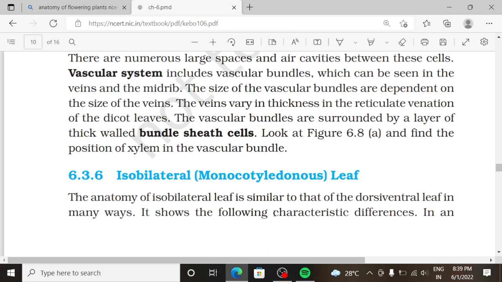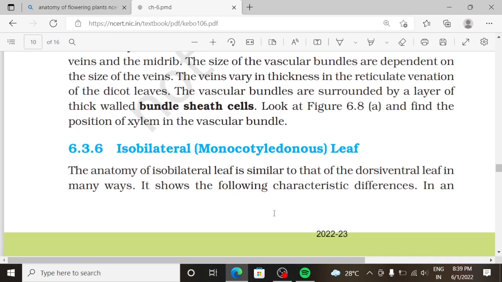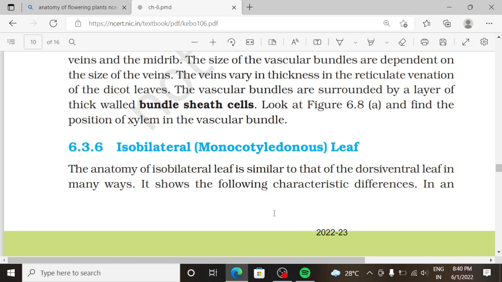Vascular system includes vascular bundles which can be seen in the veins and the midrib. The size of the vascular bundles are dependent on the size of the veins. The veins vary in thickness in the reticulate venation of the dicot leaves. The vascular bundles are surrounded by a layer of thick-walled bundle sheath cells. Look at the figure 6.8 and find the position of xylem in the vascular bundle.